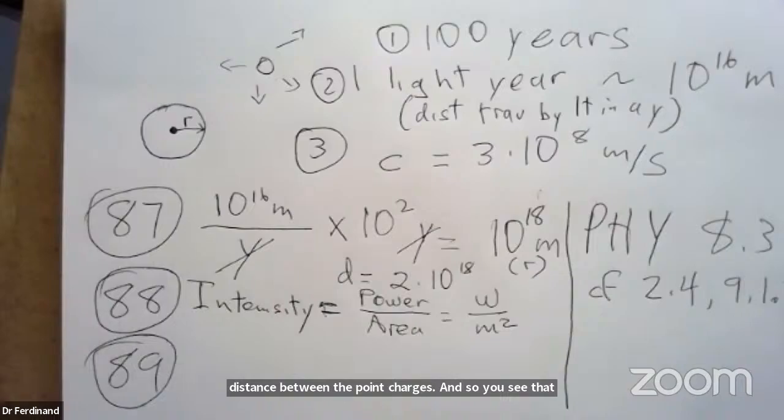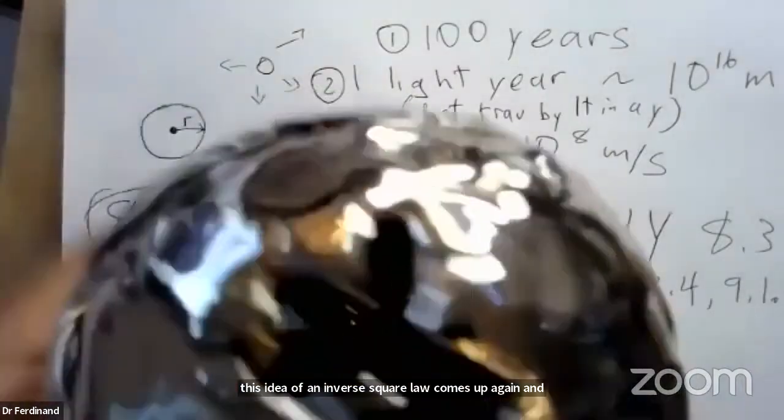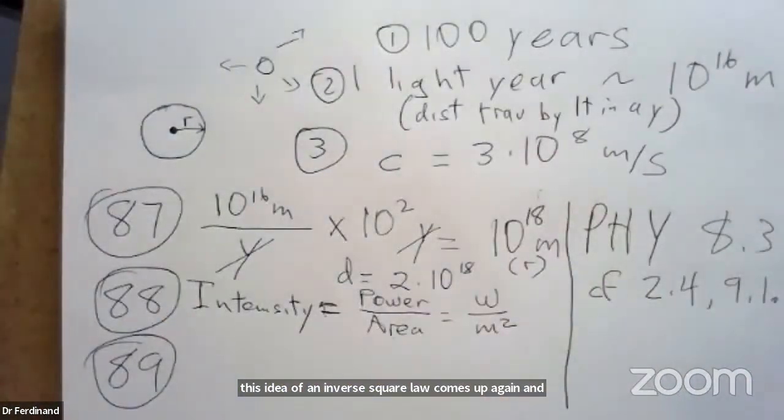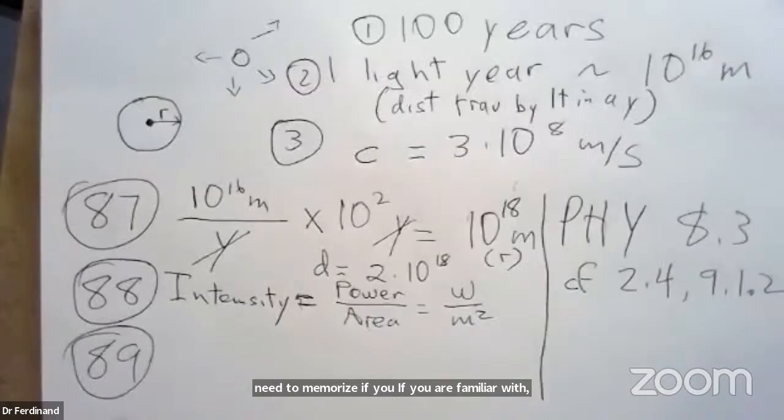And you might wonder why. It's because of a sphere, because the surface area of a sphere is 4 pi r squared, which you probably don't need to memorize if you are familiar with inverse square laws, which you essentially should be.